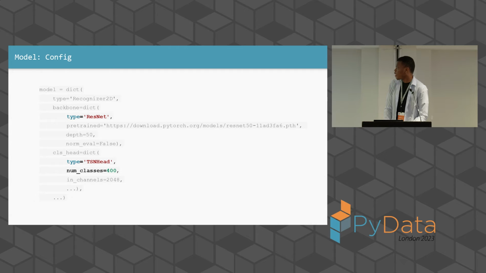Then this other one, which I think is quite important, the model config. In this case, this is extracted from the TSN model, and the important part is the cls head, which in this case is the TSN head, but you can see number of classes. For number of classes, you can decide to change how many actions or classes you have in your dataset. So if you intend to create an action recognition model for 5 classes, you just change that to 5 and it will figure it out.